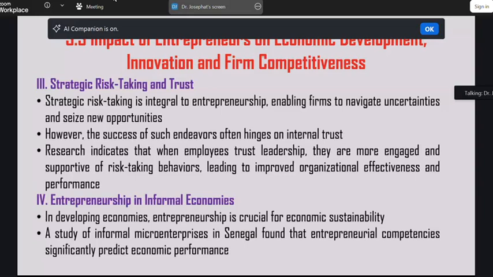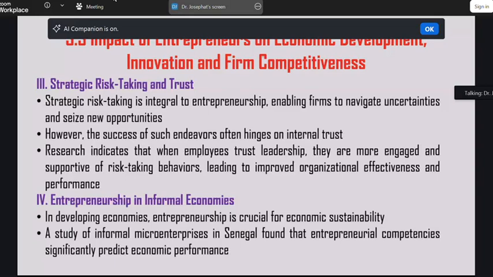So this in most cases always results in risk-taking behavior among the subordinates. And when those subordinates take risk, this always leads to improved organization effectiveness and performance in general, if those risk-taking behaviors lead to success in the activities that the organization is taking.